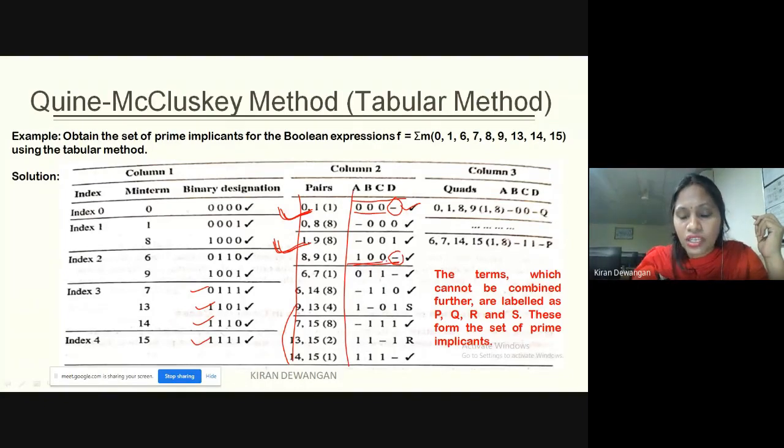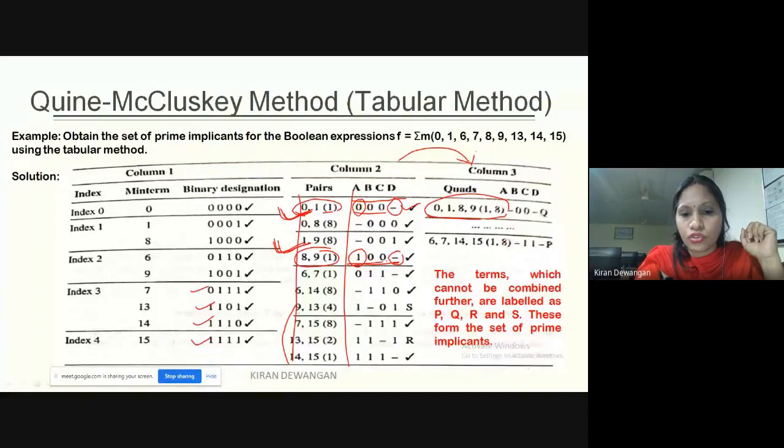If among the 3 bits there is only 1 bit difference, it will form a quad. That is the third column. So it is happening here. There is a difference in only 1 bit. This is our 1 bit difference. So what are these actually? 0, 1 and 8, 9. These are our quad: 0, 1, 8, 9.